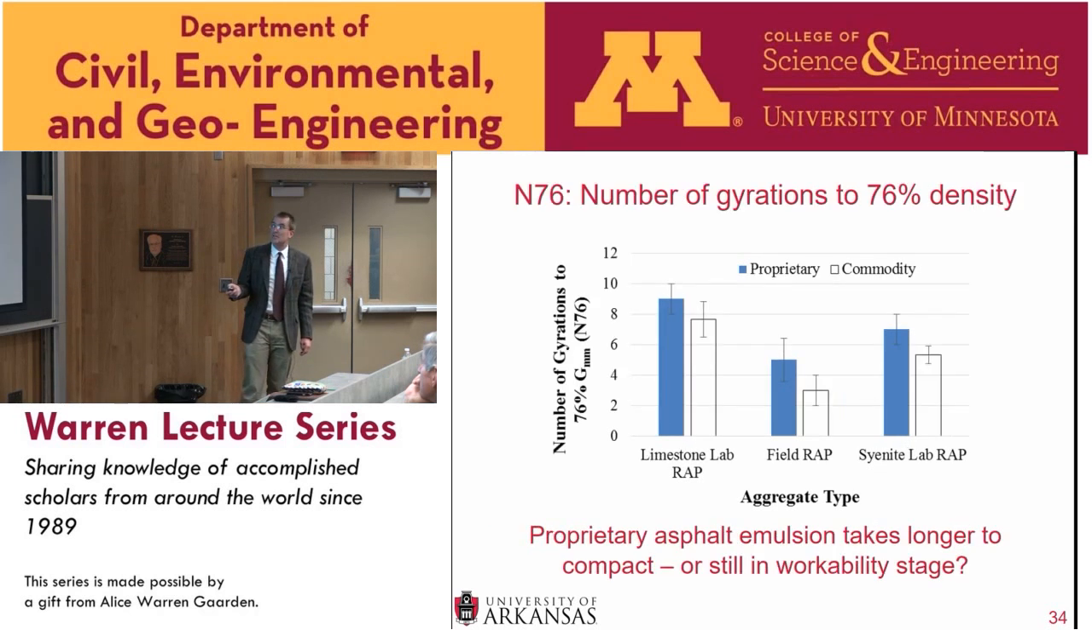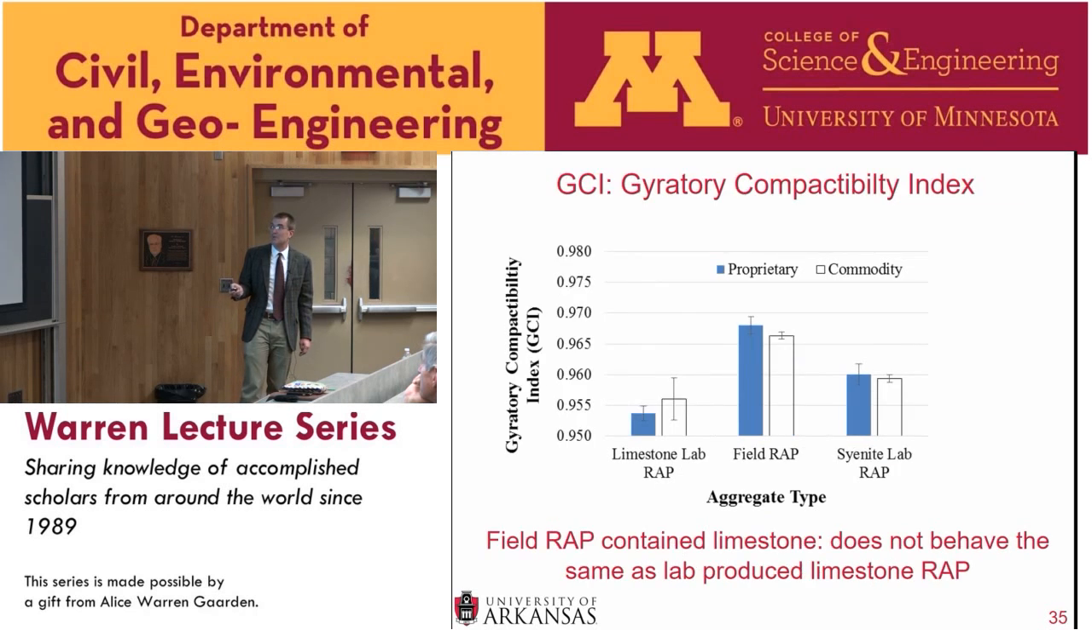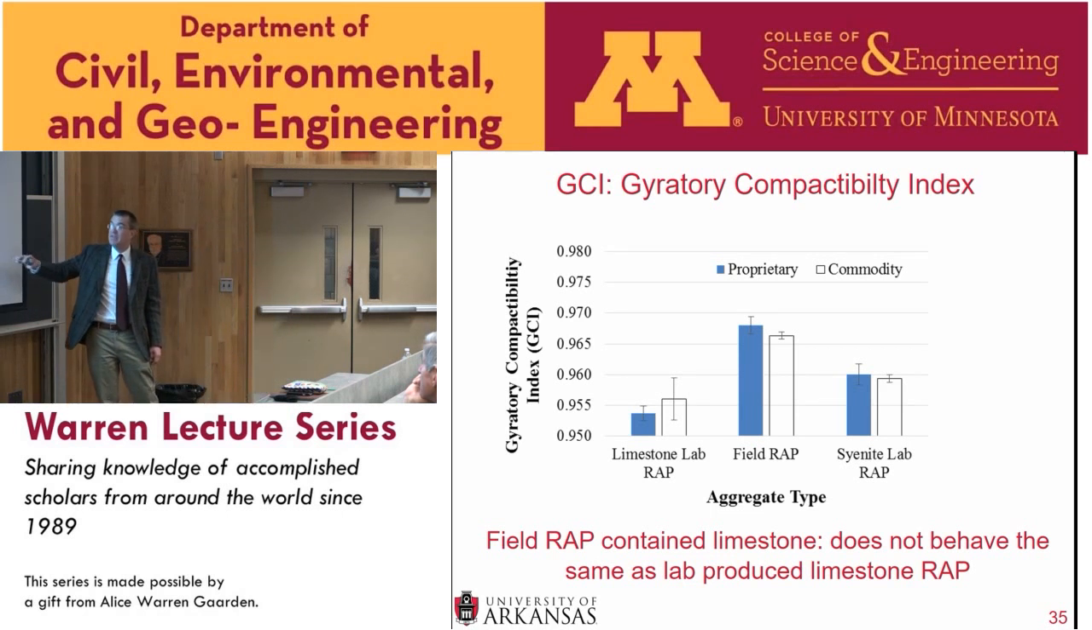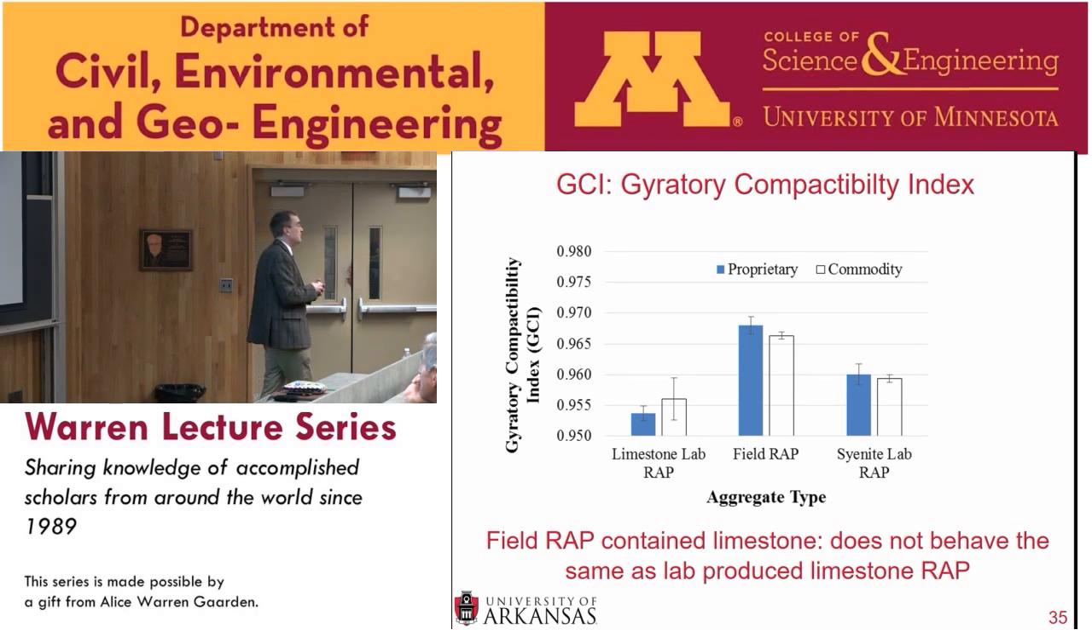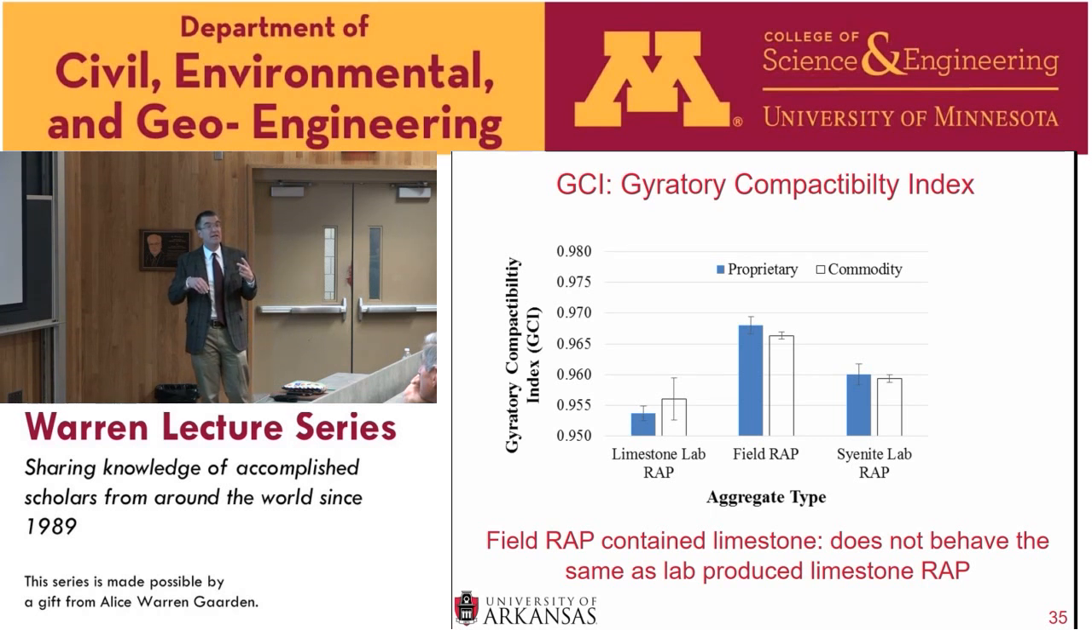So here, the N76, the limestone lab wrap, has higher numbers than the field wrap, and here they have lower numbers. So it's not behaving the same as the lab-produced limestone. So what's coming out of the field is not behaving the same as what's happening in the lab. And this set off 2 flags. 1, it means that something's going on, and we're not quite sure what that is yet. But 2, it means what we're making in the lab is not representative of what's in the field. And that's kind of scary because we're trying to mimic what's happening in the field.